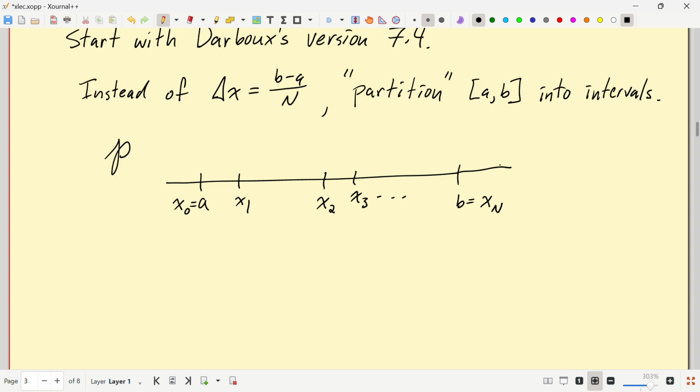And when you graph your function on that, let's graph f. I'm going to make it wiggly.